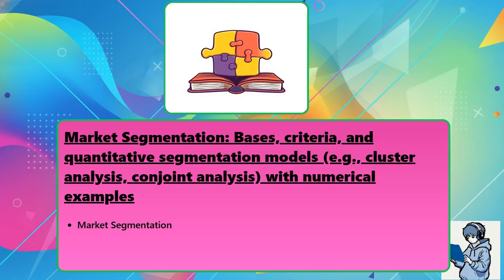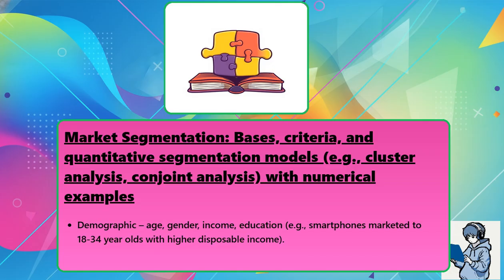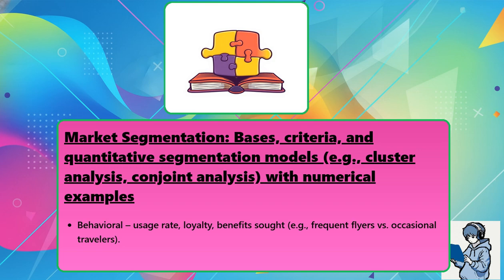Market segmentation: geographic: country, region, city, size, climate. For example, winter coats sold more in colder regions. Demographic: age, gender, income, education. For example, smartphones marketed to 18 to 34-year-olds with higher disposable income. Psychographic: lifestyle, personality, values. For example, eco-friendly consumers. Behavioral: usage rate, loyalty, benefits sought. For example, frequent flyers versus occasional travelers.